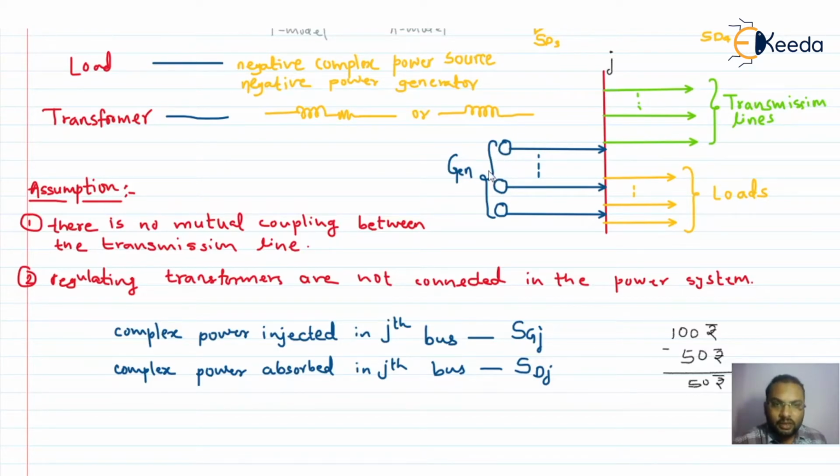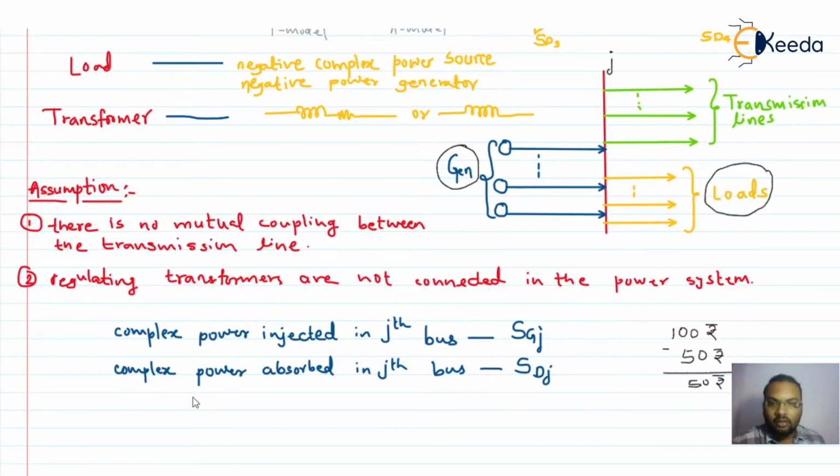See, these generators are injecting some complex power in that particular bus, and these loads absorb some part of that injected complex power. And what about the remaining complex power? It will be injected into these transmission lines.